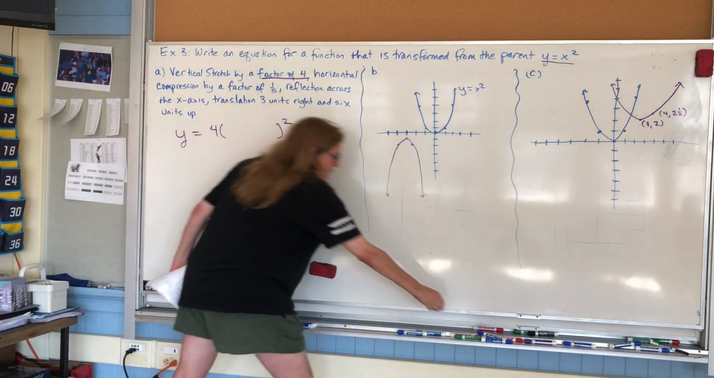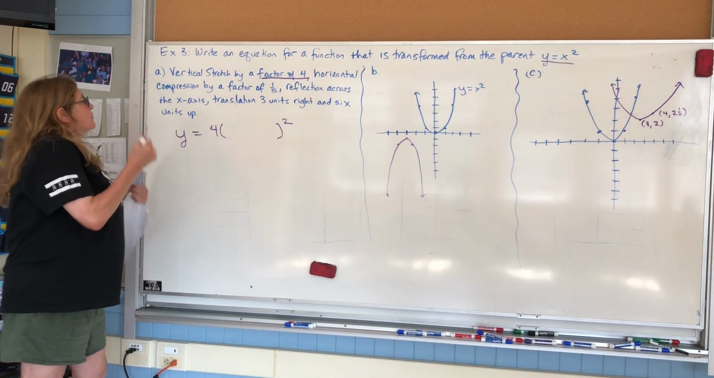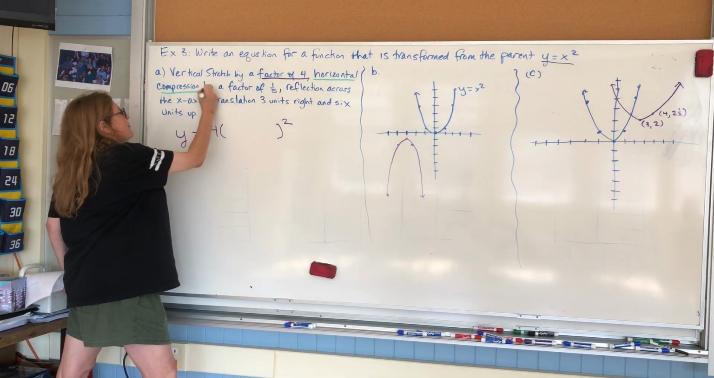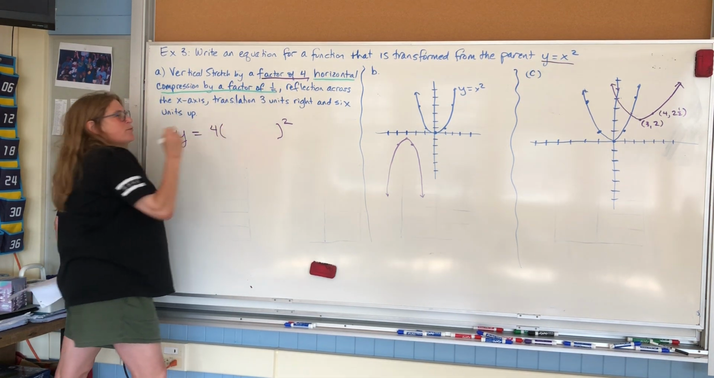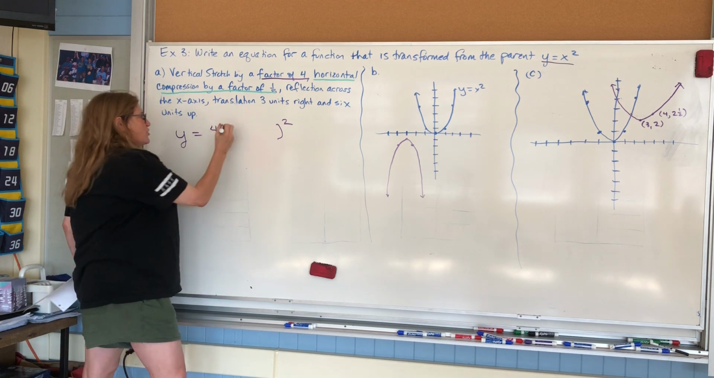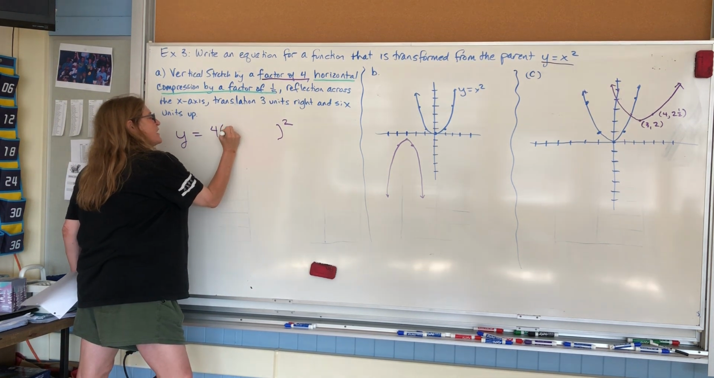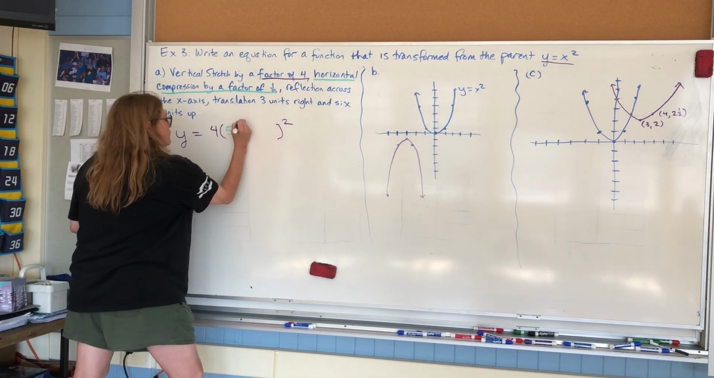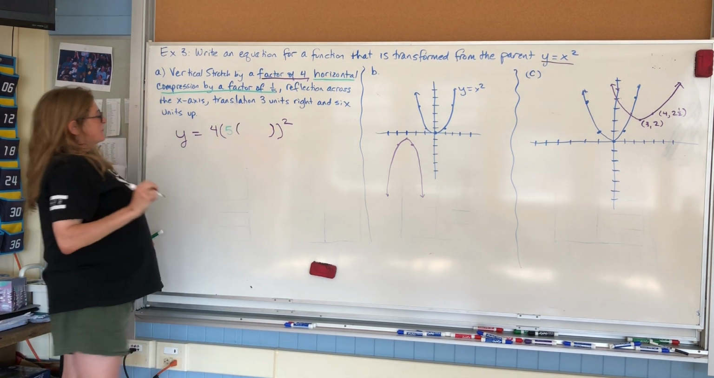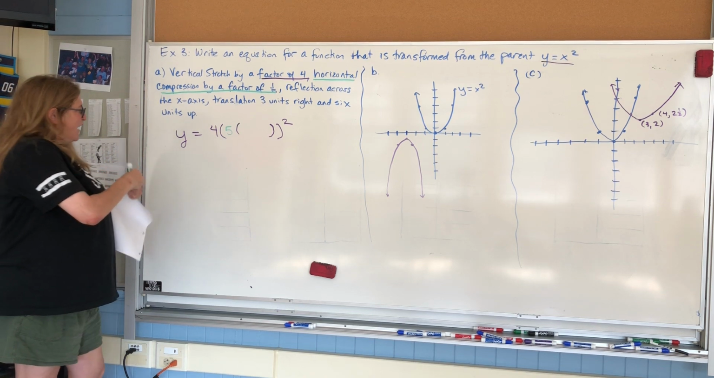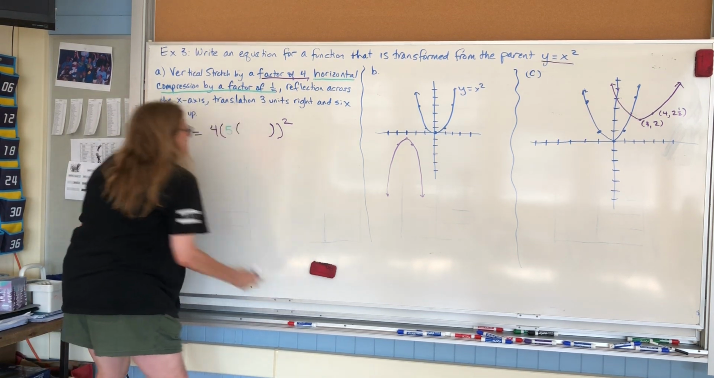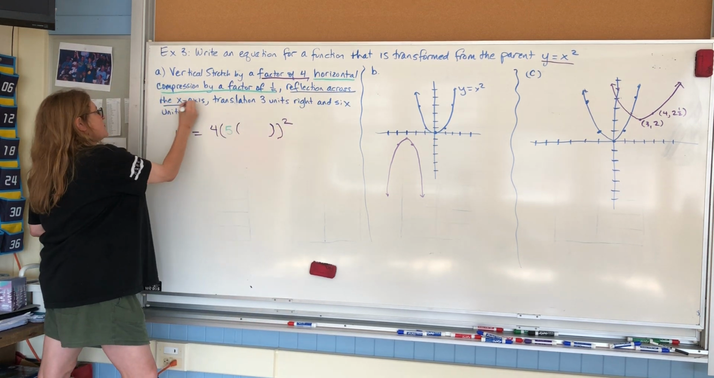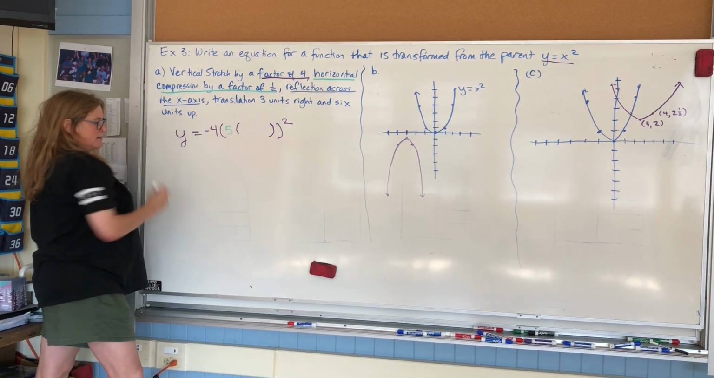What's next? It says I have a horizontal compression by a factor of 1/5. Okay, so if I've got a compression by a factor of 1/5, what shows up in my equation is actually a 5. Not a 1/5, it's that reciprocal thing. Okay, then they tell me I have a reflection across the x-axis. Reflection across the x-axis means there's going to be a negative sign out here.